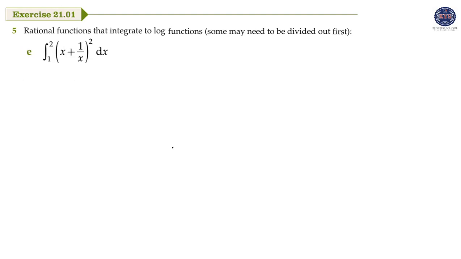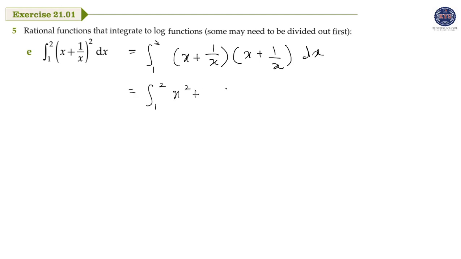Another question. Right. So kat sini macam mana nak solve? My suggestion is again expand, sebab ni power only power 2, expand. So roughly you akan dapat kat sini ialah 1 to 2, (x plus 1 over x) times (x plus 1 over x) dx. If you expand, you akan dapat sini ialah x squared plus 1 over x times 1 over x.